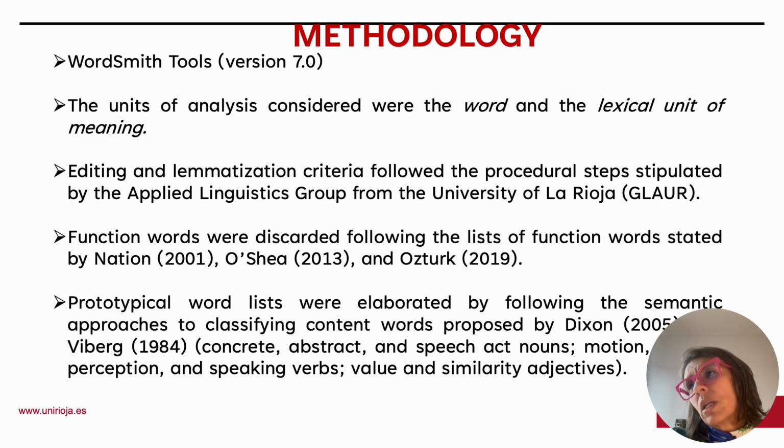And the prototypical word lists were elaborated by following the semantic approaches to classifying content words proposed by Dixon and Vieber, in which they include concrete, abstract, and speech act nouns, motion, stative, perception, and speaking verbs, and value and similarity adjectives. In this case, adverbs were not considered since in our lists we didn't find any. Also, for the sake of clarity, we want to mention that these prototypical word lists were the first attempt, since to our knowledge, none of them have been done previously.